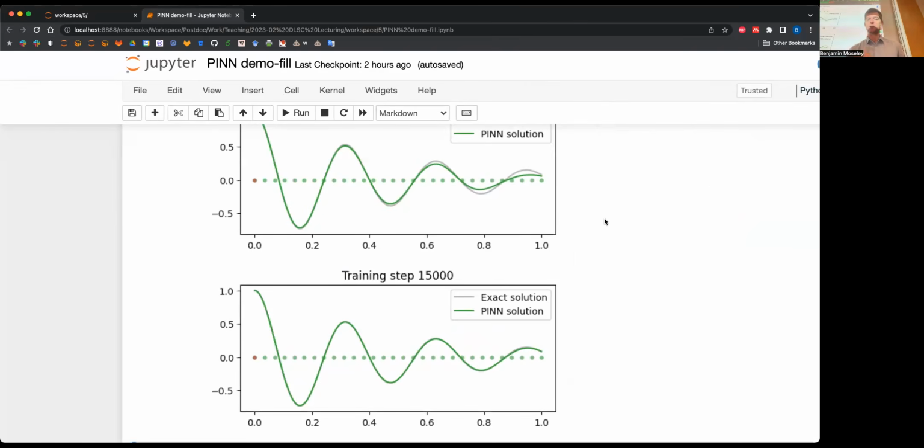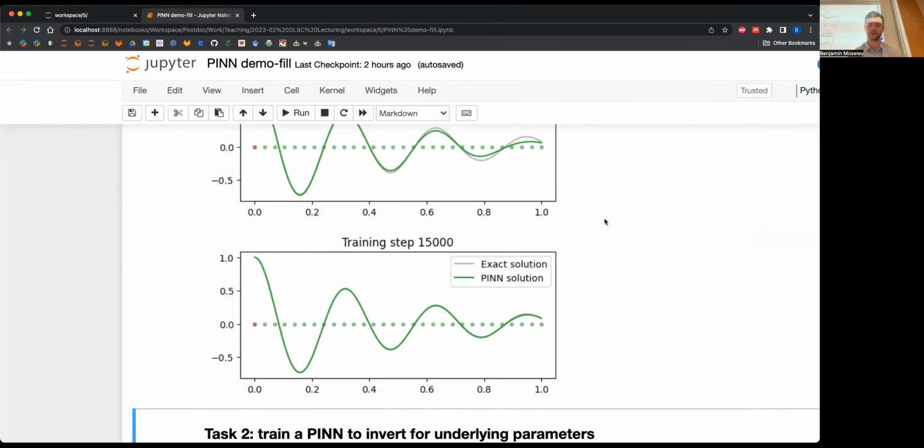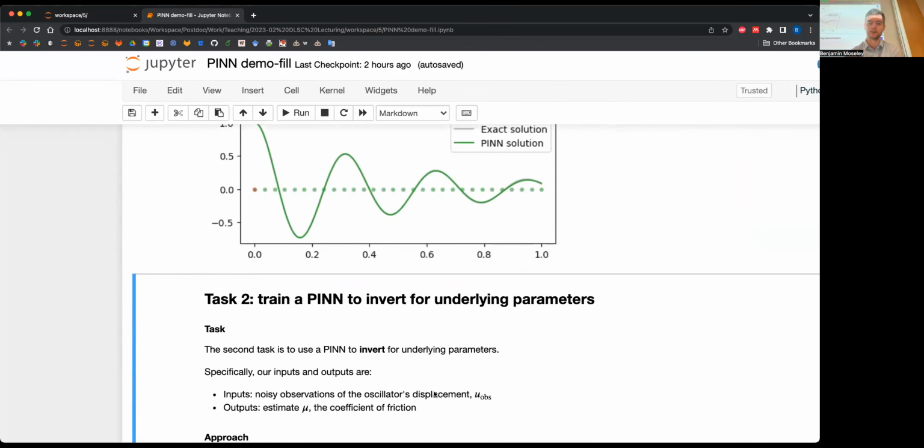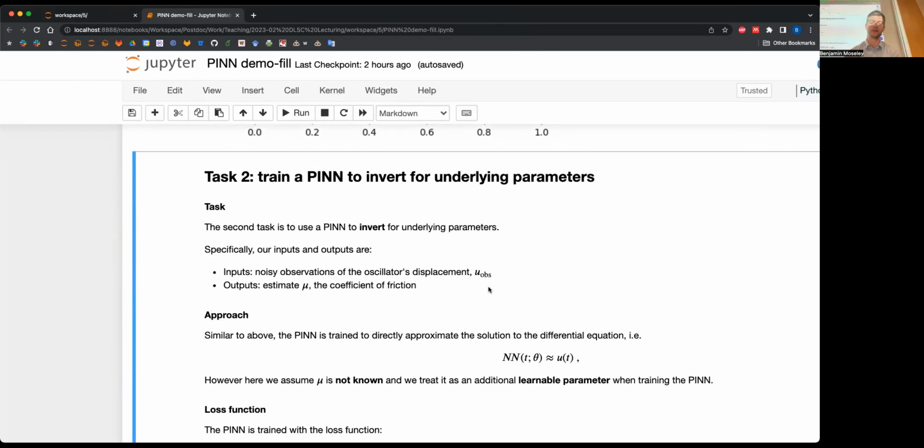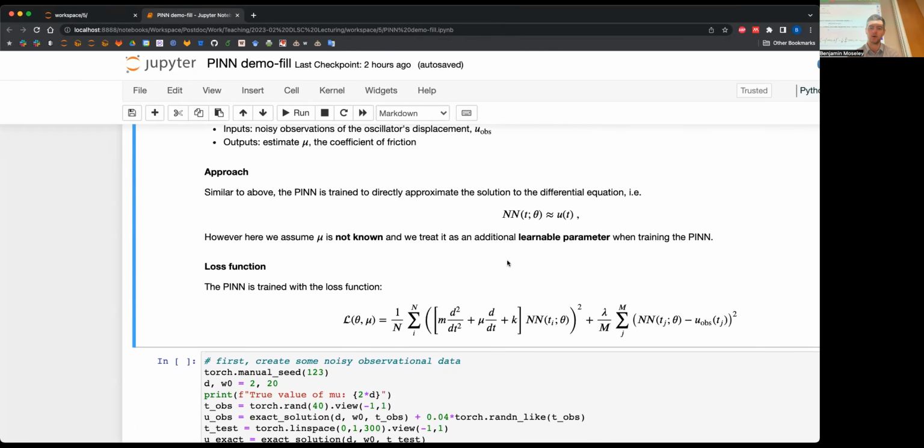Okay, so this is the PINN that we had before. We've successfully trained it. So now we're going to do the inverse problem. We're not doing the same loss function, but we're going to have the same physics loss. But inside that physics loss, we're going to assume that we don't actually know what mu is.